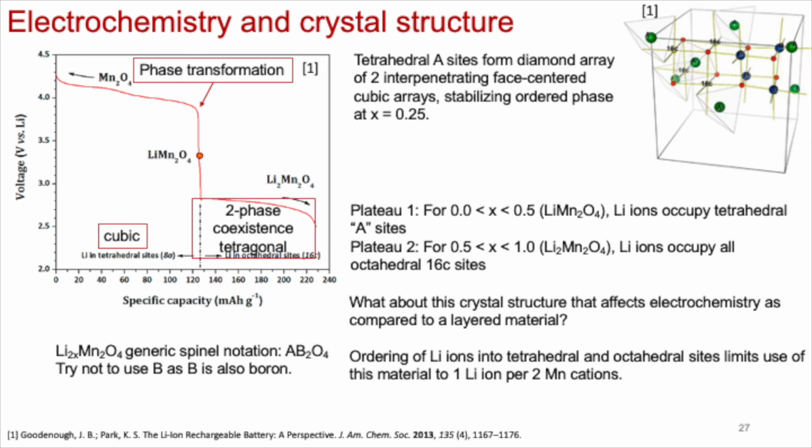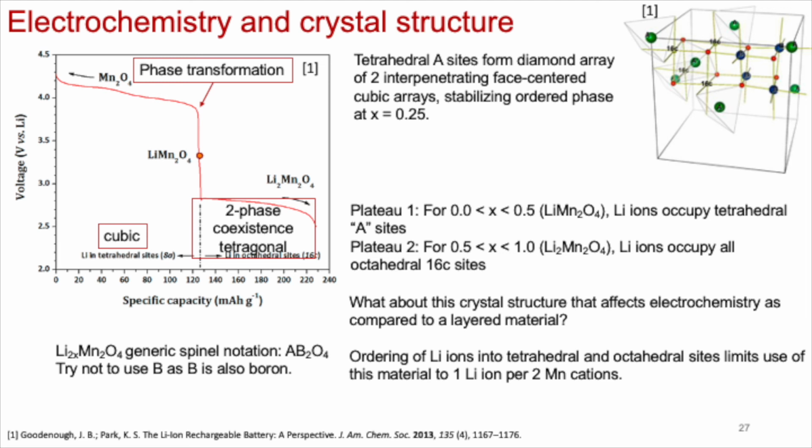So what's actually happening within this material, right? Not only is there this phase transformation, but there's also 2 plateaus that you could see here. So the lithium ions occupy the tetragonal A sites, which we already saw in this structure here, right? So that occupies these tetrahedral sites. I said tetragonal, sorry about that. I meant to say tetrahedral sites.